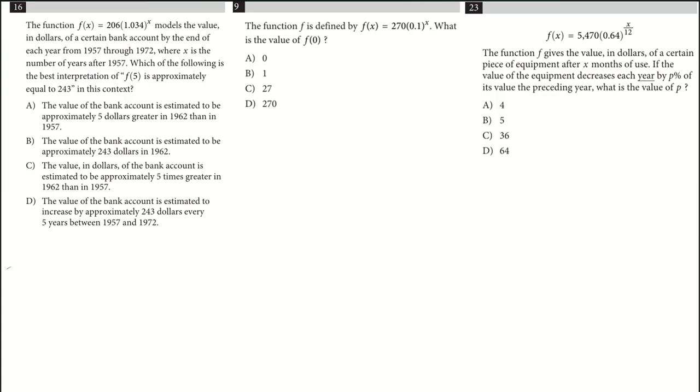All right, so yes, there will be exponential functions. I'm again working from the free test 4 from SAT College Board, giving you some of the exponential problems you may see on the test. Okay, so let's look at the first one, 16.